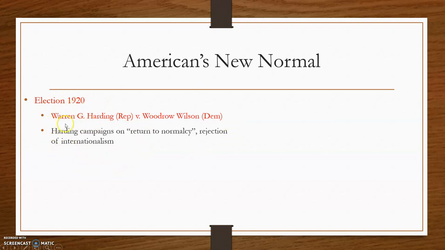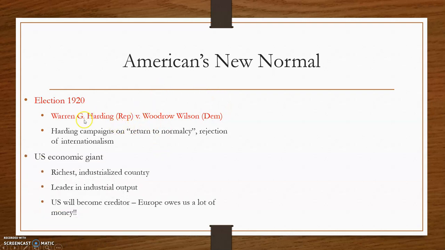So Warren G. Harding, the Republican, faced off against Woodrow Wilson, the Democrat. Woodrow Wilson wanted a more internationalist approach. He wanted to work with the League of Nations and other countries in order to prevent further conflicts. Warren G. Harding's view is that we need to basically return to the way things were before World War One. We should not become as involved as Woodrow Wilson wants us to be. And in that election, Warren G. Harding is going to win with a landslide victory.